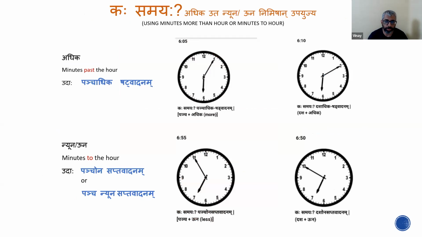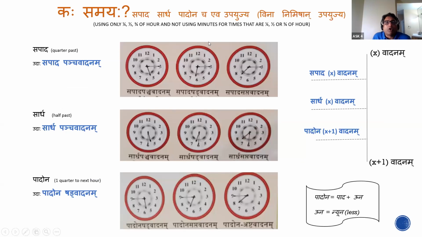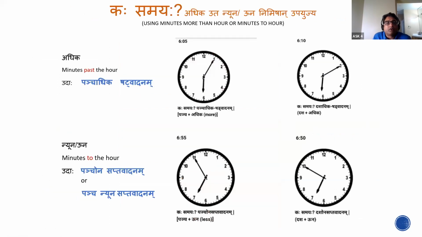Okay, coming here, the other way to tell is that here you are clearly telling minutes. So far, you avoided minutes, and you used only the full numbers. You managed to avoid telling 45 by using quarter and half. But you can't manage everywhere. From here onwards, you cannot manage.